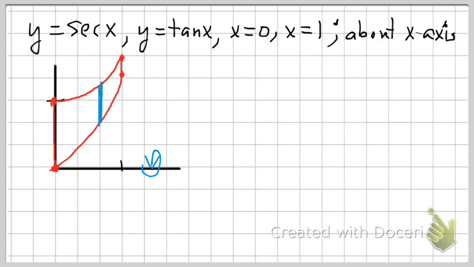So let's see. If we spin this around, we actually wind up with a circle on the left, and then we wind up with rings.